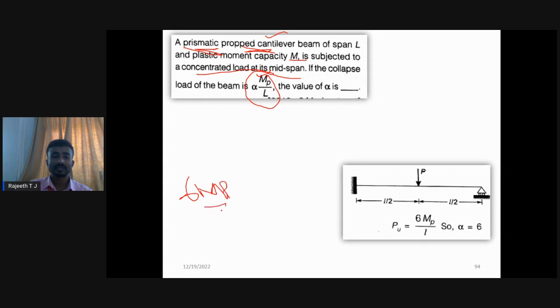Many times they are asking this question. Here, if the collapse load is alpha MP by L, then what is your alpha? The coefficient here is 6. Sometimes they may give the figure, sometimes they may not give the figure. So we should recognize the propped cantilever beam. Then we should calculate the collapse load, 6 MP by L. So here your alpha is 6.